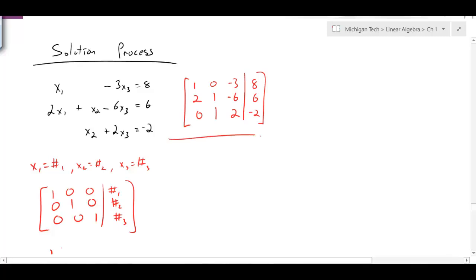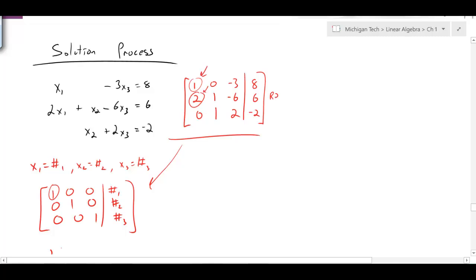So I've started with this augmented matrix, and now I have to do my row operations until I can get it down to this form. And that's the solution process. So I have a 1 right here. I want a 1 like that in my final answer. So I'm just going to leave that one where it is. But I don't want this 2 here. I need to get rid of that 2. So to get rid of that 2, I'm going to use my 1 to get rid of this 2.